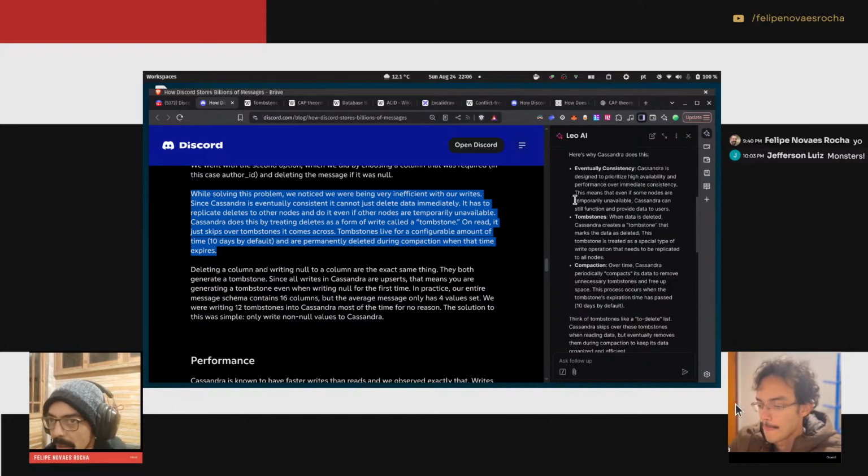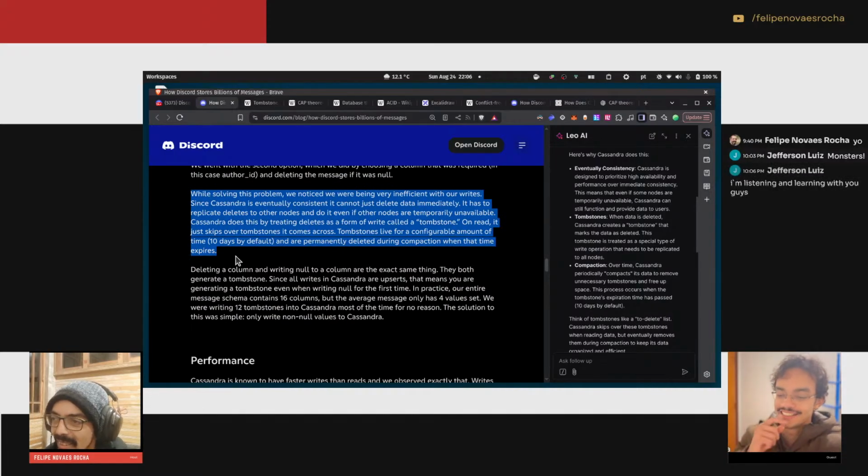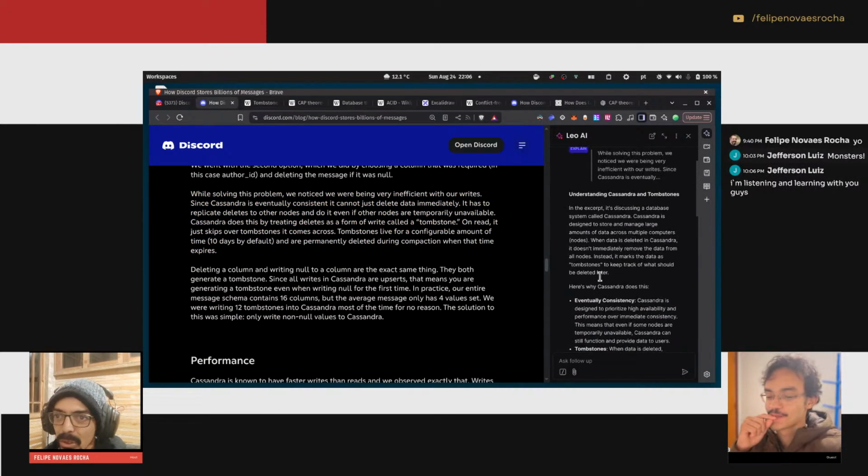Nice. Yeah, the summary from the AI is better than the article. From the article, it's so clear saying it marks the data as a tombstone to keep track of what should be deleted later. But I think the article has the goal to be more compact. Yeah, makes sense. I agree.